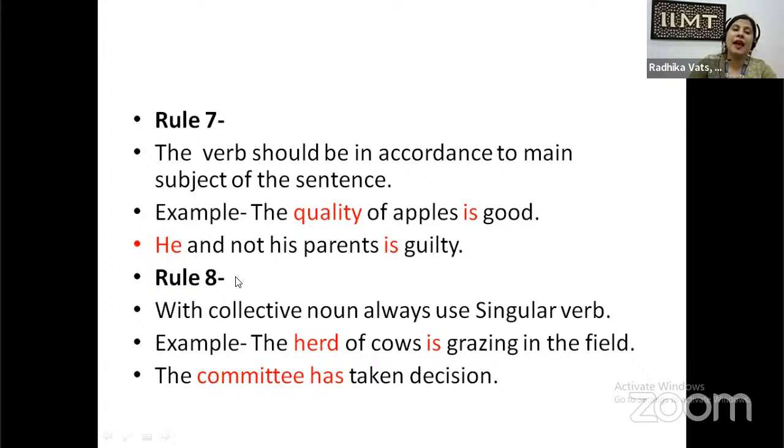Now, next is: he and not his parents is guilty. Now let us try to remember rule number 1. In rule number 1 I said that when we join two subjects with "and", we have to use a plural verb. But here we have actually used "is", because we know who is the culprit, and that's why we are using a singular verb here. The next rule is: with a collective noun, always use a singular verb. What is a collective noun? When there is a group of something. Whenever there is a group, it is considered as one, not plural. So that's why we use "is" with it. The examples are given in front of you. The herd of cows is grazing in the field. The committee has taken a decision. So the committee and the herd of cows actually tell you about only one group.